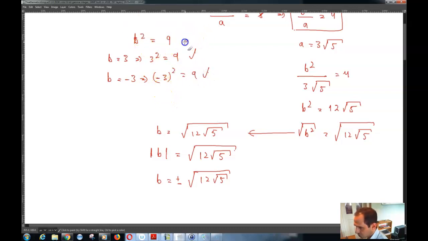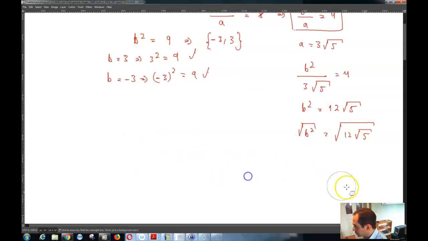So the solution set of this equation is negative 3 and positive 3. That's the solution set of this equation. That means that both of these values actually do satisfy this equation. Now, let me just first finish this thing over here, and then we will go back to the rest of the things.